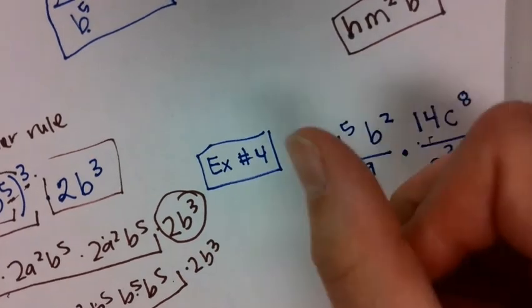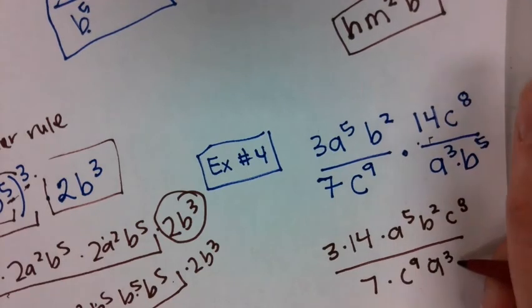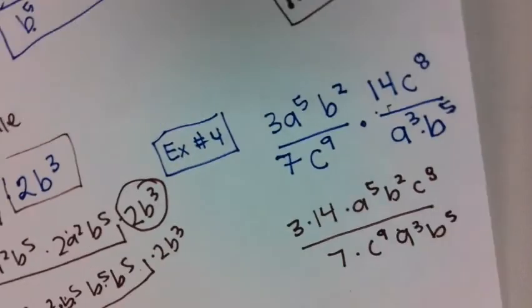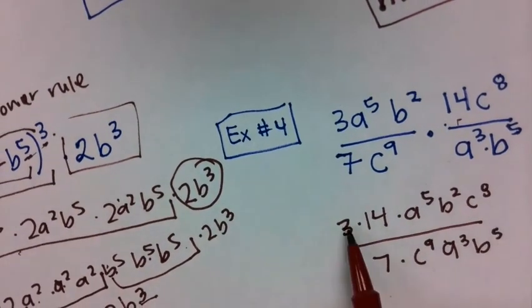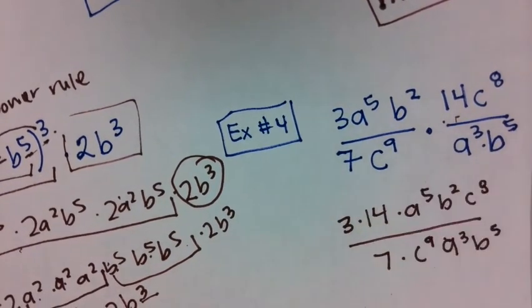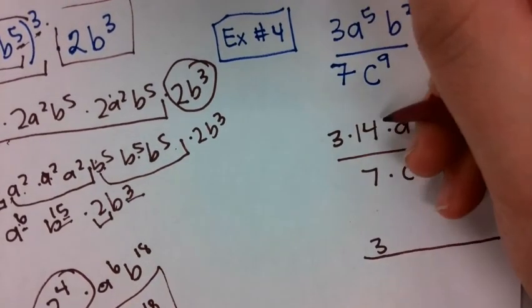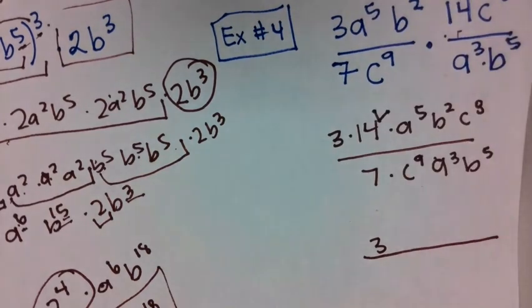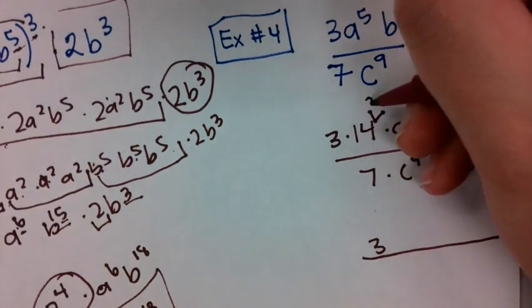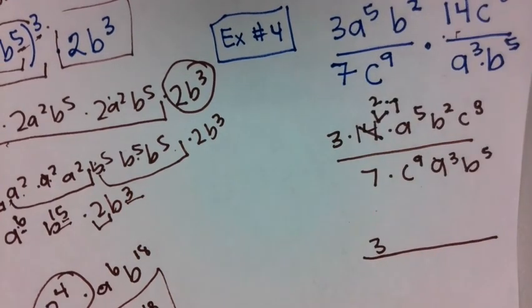Now let's look at the denominator. 7 times c to the 9th, a to the 3rd, and b to the 5th. What we're doing is we're looking for common factors. Now, 3 doesn't have any common factors in the denominator, so in my new fraction, 3 is going to stay. 14, it doesn't have any other common factors, but always split your numbers into the smallest they can go. 3 can't be split any smaller, so I don't need to worry about that. But 14 can be split into 2 times 7. So 14 is really 2 times 7.